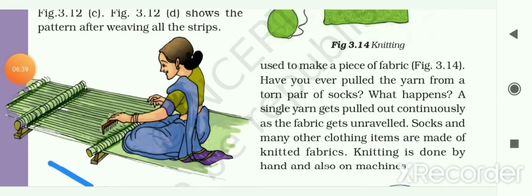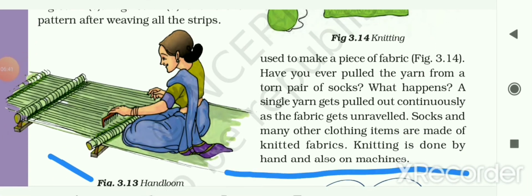Have you ever pulled the yarn from a torn pair of socks? What happens? A single yarn gets pulled out continuously as the fabric gets unraveled, till the end. Socks and many other clothing items are made of knitted fabrics, and knitting is done by hand and also by machines.